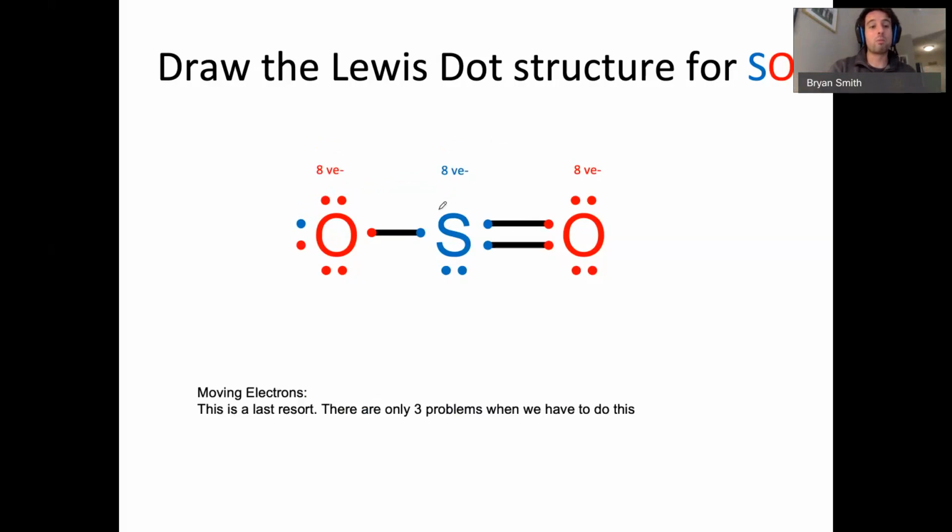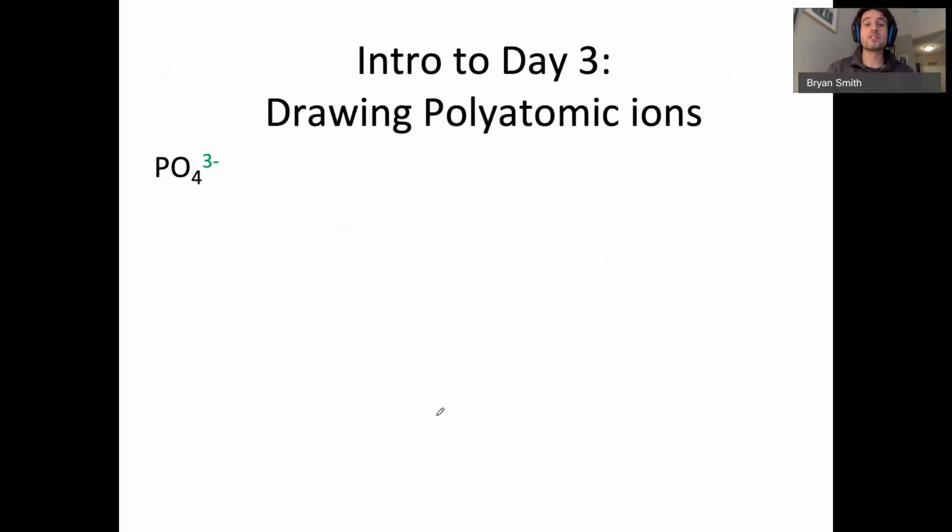So remember, moving electrons, this is what I would write down. Moving electrons is a last resort. And know that there's only 3 problems that we'll give you where you actually have to do this. And there's more complicated stuff happening here. We'll just say you move the electron and it works. Great. We're going to stop there.